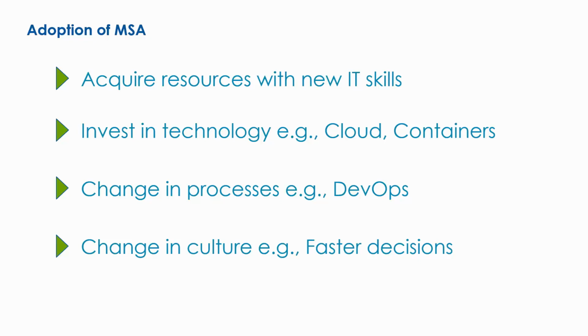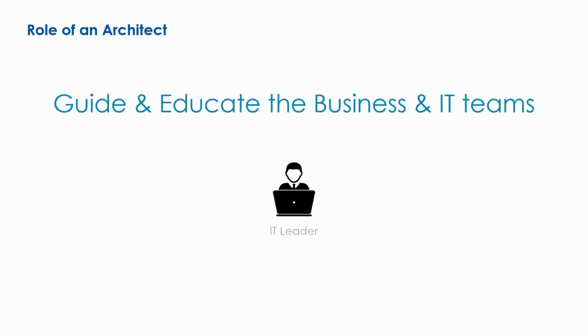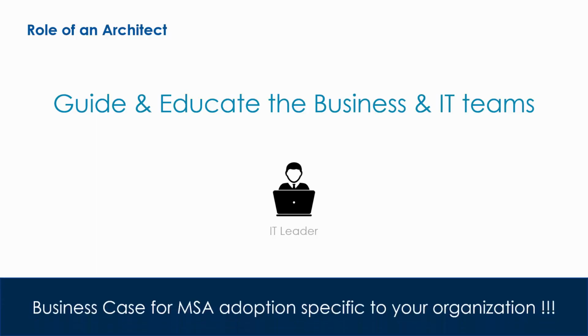Successful adoption of microservices architecture requires commitment from the business and the IT leaders. The role of an architect is to guide and educate the business and IT teams in terms of cost and benefit of adoption of microservices architecture. It is important for the architect to not just talk about the technical benefits of microservices, but spend time in building a business case for microservices adoption for their specific organization. The idea is that it'll be easier for the architect to get the support from the IT and business leaders if there are business benefits of adopting microservices.